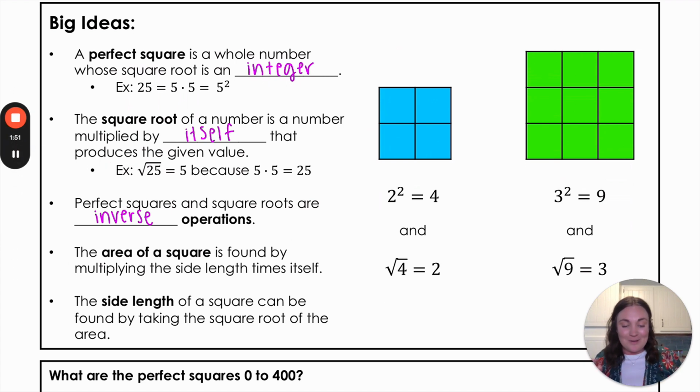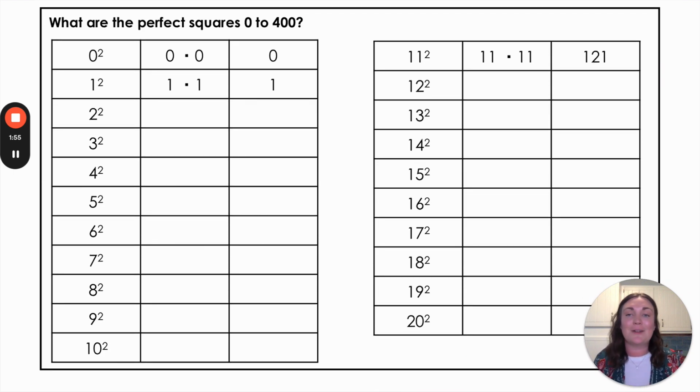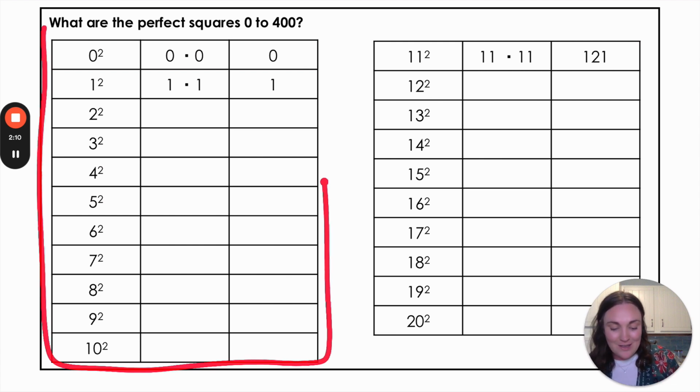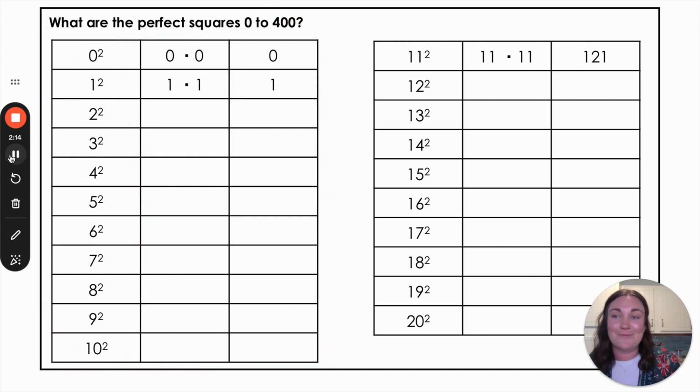Okay, so we are going to be focusing on the perfect squares 0 to 400, which feels like a lot, but it's only 20 numbers. So remember, we're taking that number times itself. So for example, 0 times 0 is 0, 1 times 1 is 1, 2 times 2 is 4, good, so on and so forth. I want you to pause the video here and see if you can come up with the perfect squares from 0 to 10 on your own.